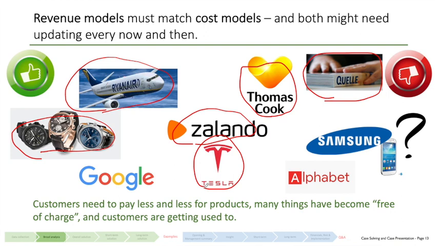Then we have Google and Alphabet. Google is a daughter company of Alphabet, of course. It's a little bit arguable, but overall, I believe that Google has a very, very good revenue model with advertising, and of course there is a lot of cost associated with data collection. But for Google search, the cost model and the revenue model do match.